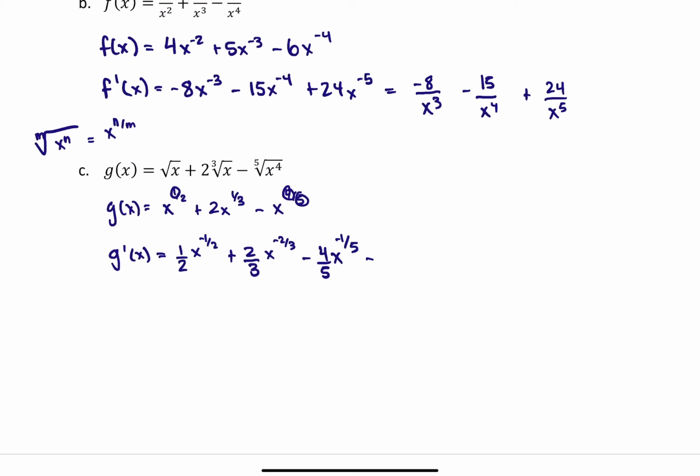So if you wanted to rewrite this so that it looks algebraically more presentable, we would have 1 over 2 square root x plus 2 divided by 3 times the cube root of x squared minus 4 divided by 5 times the 5th root of x. Now again, for me this is not necessary. You can just leave the rational exponents. But textbooks and stuff may have different expressions.